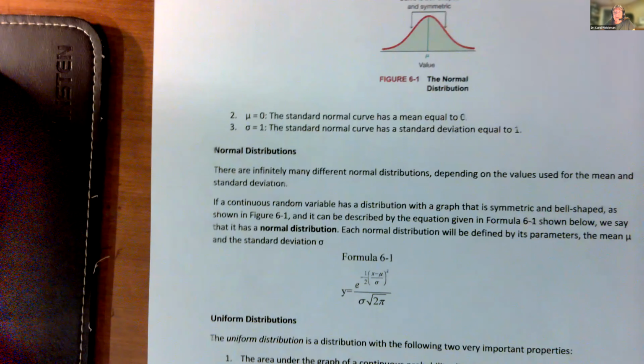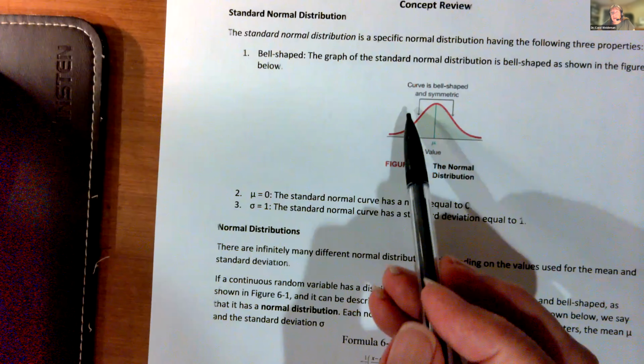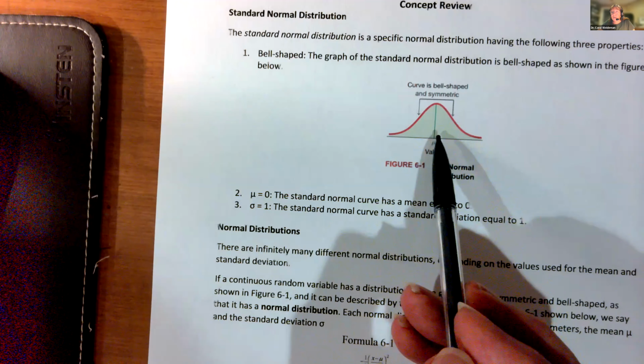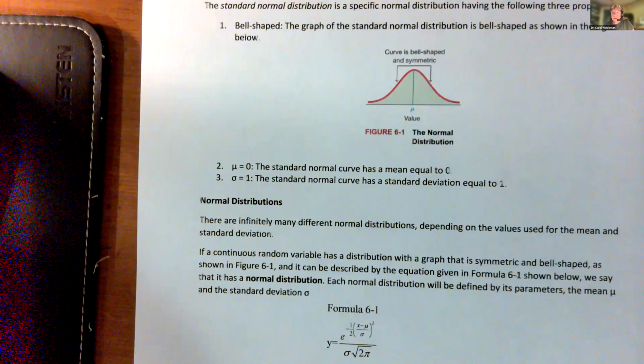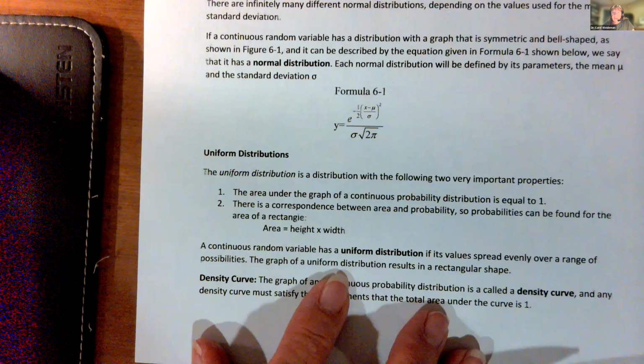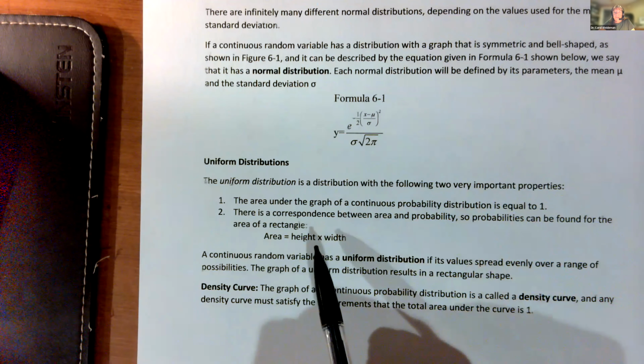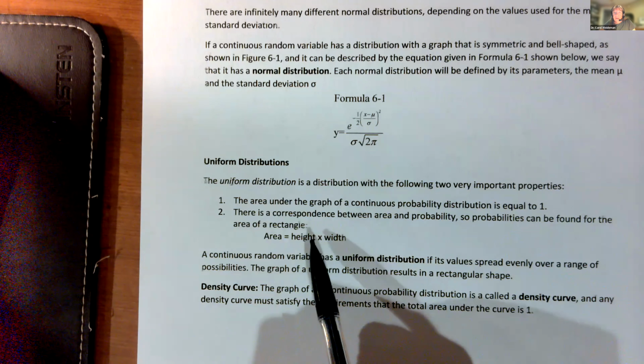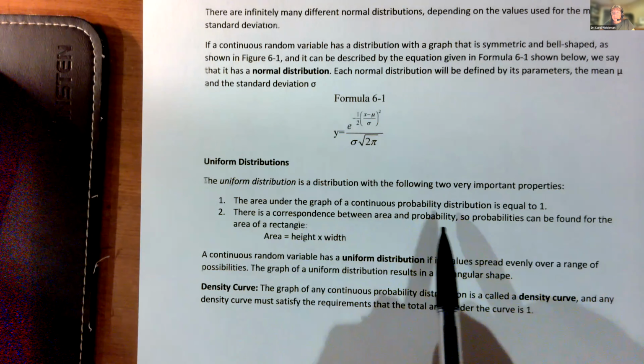Let me go back up here for a second. The area under the curve of any normal distribution, that area is going to be equal to 1 because that's going to become the probability. Okay, so the same thing's going to happen with a uniform distribution. The difference here is it's not bell-shaped. It's going to be rectangular because all the outcomes are equally likely.